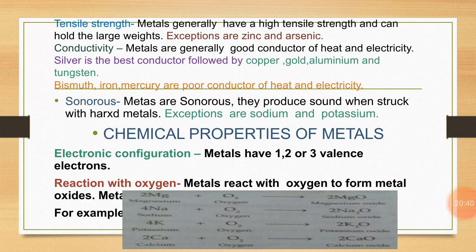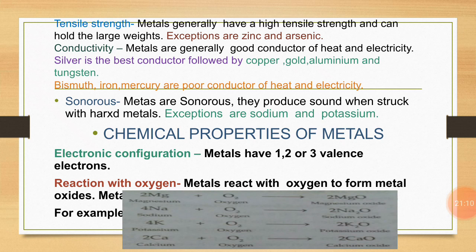Now there are certain examples given here. One example I have already told you: magnesium reacts with oxygen to form magnesium oxide. Just like sodium reacts with oxygen to form sodium oxide. Their formulas are given here. When potassium reacts with oxygen, potassium oxide is formed, and when calcium reacts with oxygen, calcium oxide is formed. And what is the nature of all these oxides? These oxides are all basic in nature.